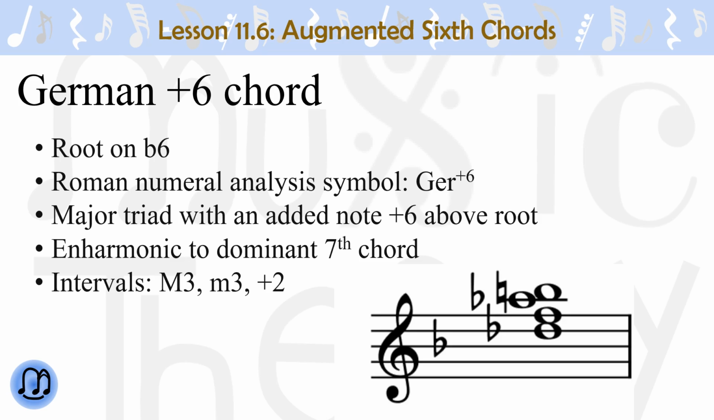In the example shown, the root of the German augmented sixth chord in F major is D flat, which is a minor sixth above the tonic, F. The bottom three notes are a D flat major triad. The top note is B natural, which is an augmented sixth above the root.